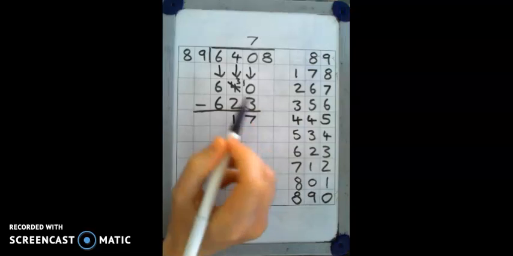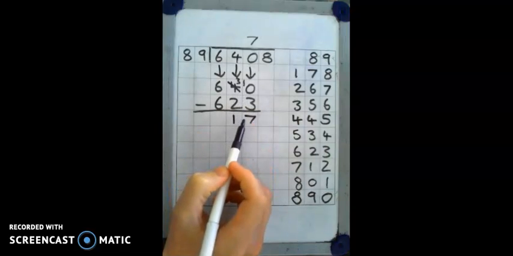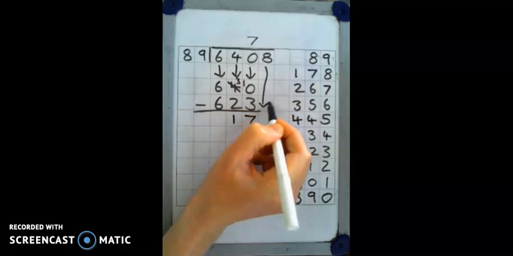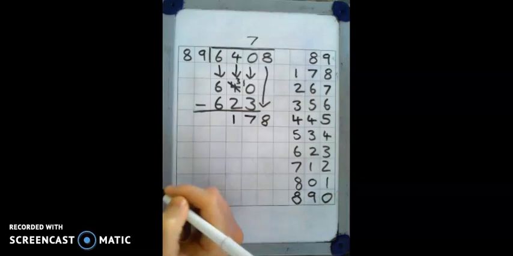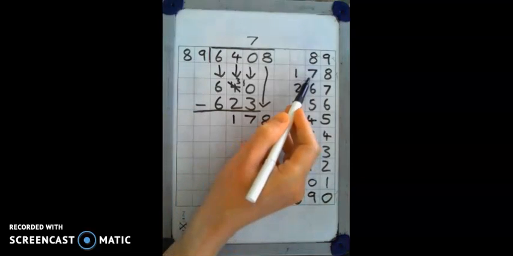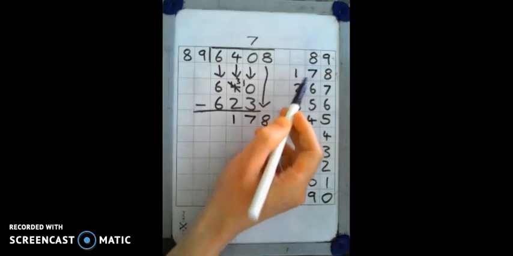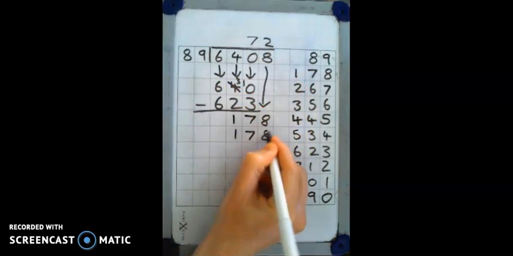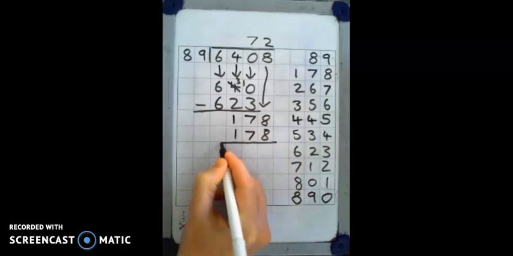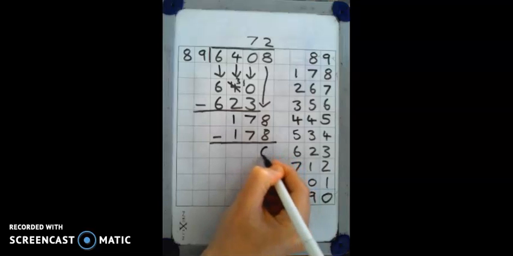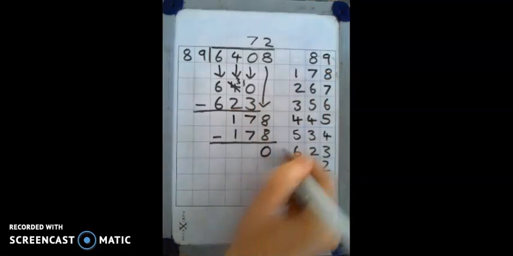So we've done divide, multiply, subtract. The next one is B, bring down. I'm going to bring down this 8. Put it there. How many 89s in 178? We look over at our multiples. 178 is 2 times 89. 2 times 89 is 178. We've done divide, multiply. Now on to subtract. 178, take away 178 is 0. Nothing left to bring down.